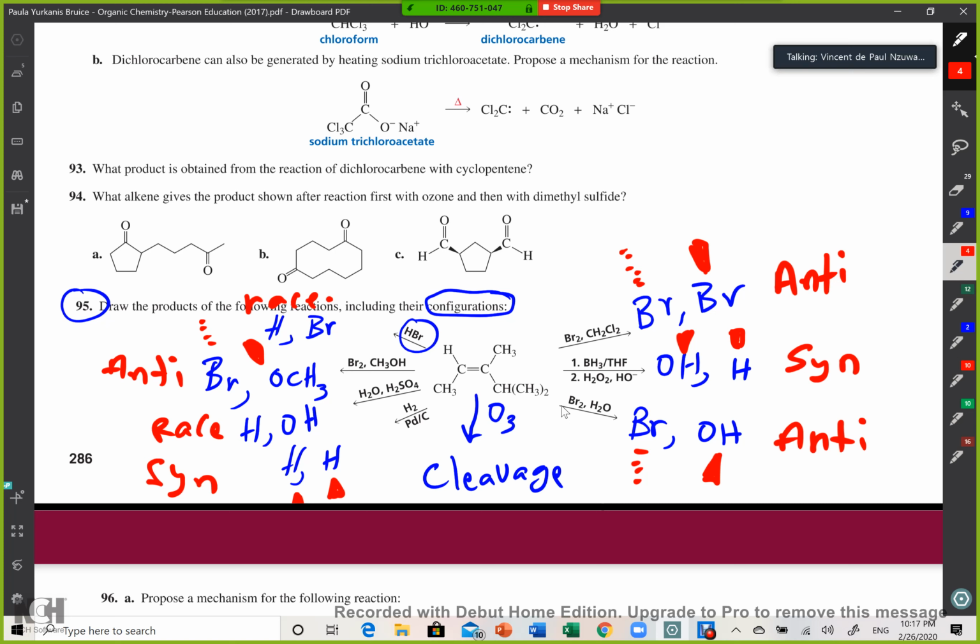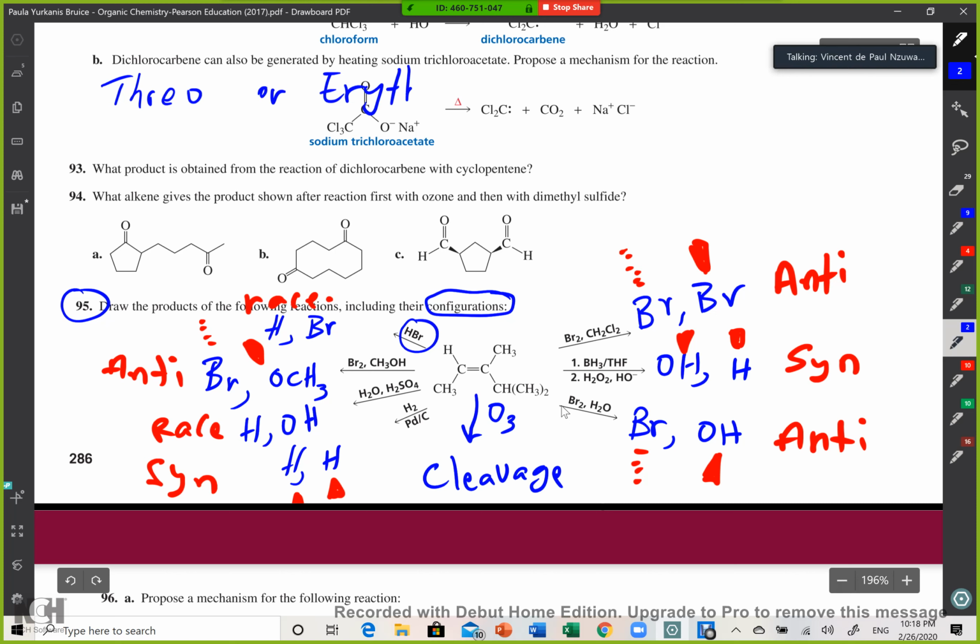Okay, then we'll now get to the third aspect. The third aspect that I want you guys to recognize here has to do with the syn and the anti-addition. If an addition is anti or syn, there are two possibilities of products. Your product can either be threo, or your product can be erythro. That's only true if the reaction is either syn or anti.